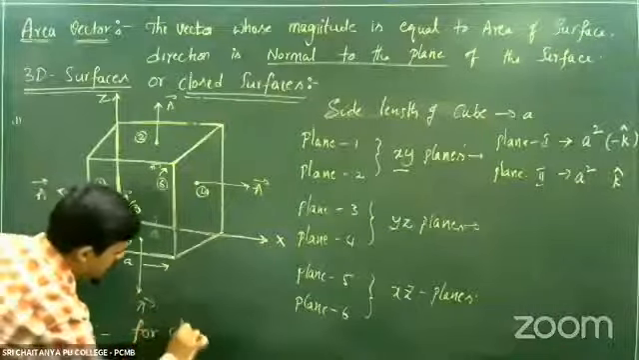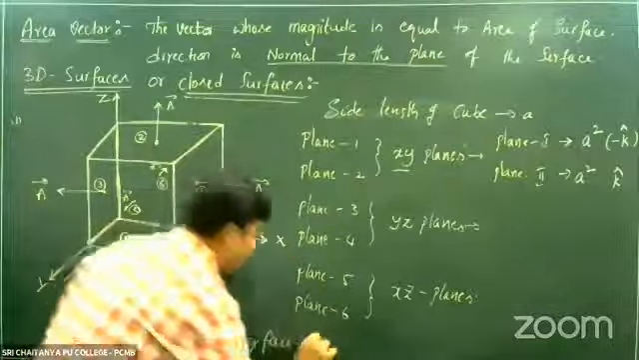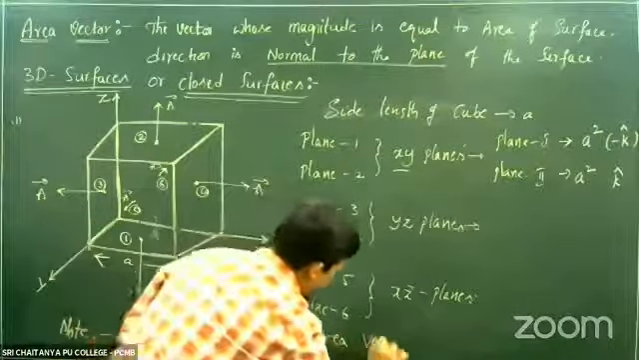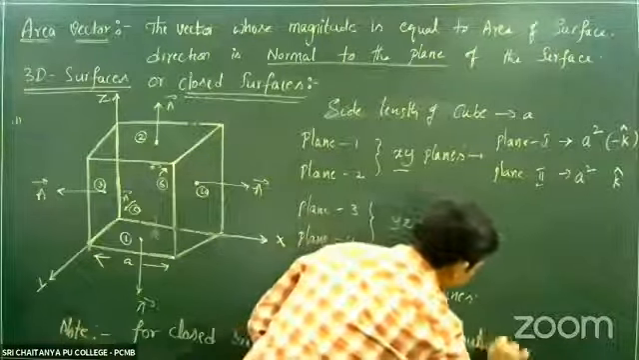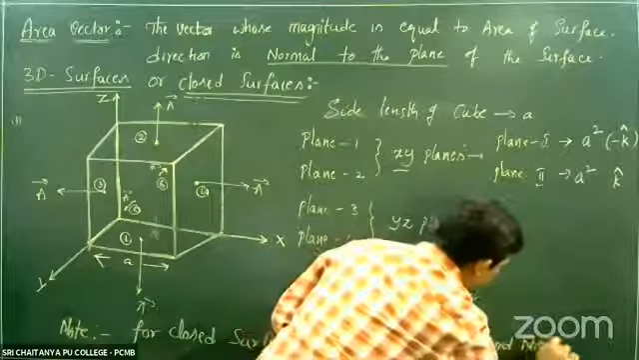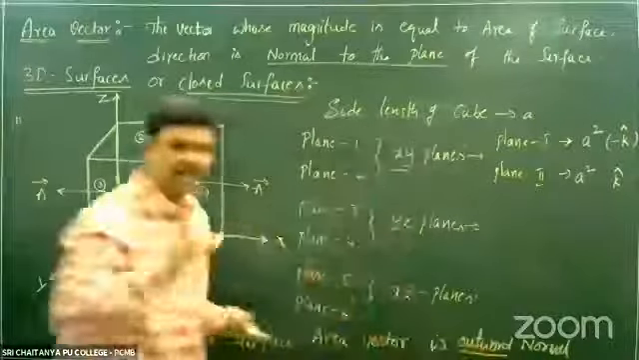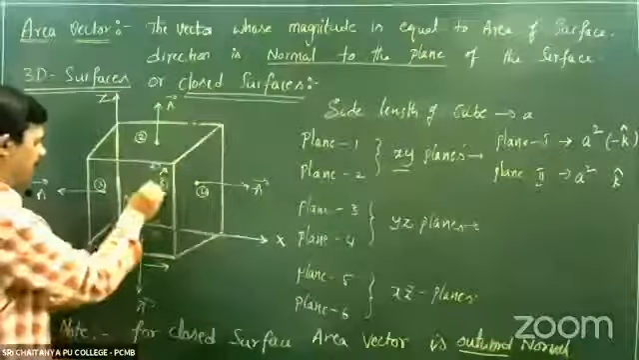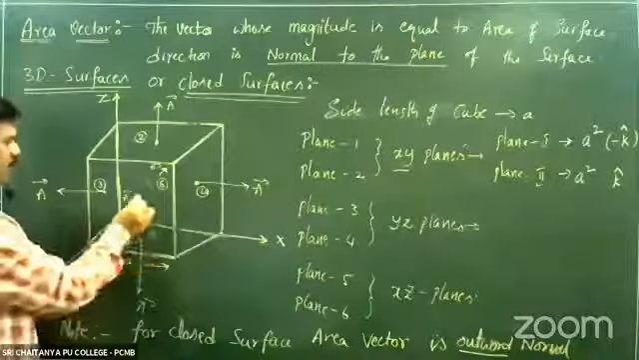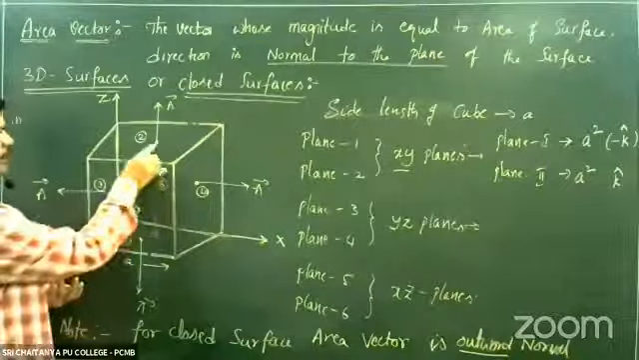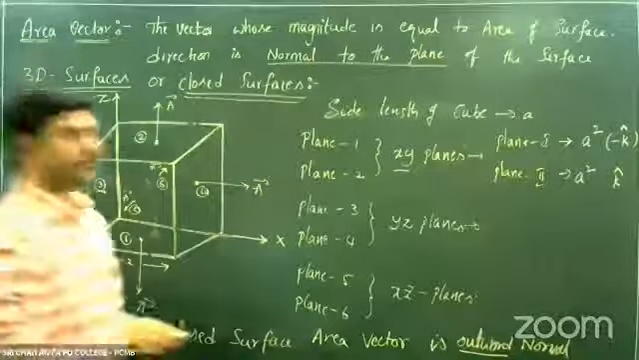For a closed surface, the area vector is always the outward normal, right? You cannot draw it in this direction. You should not draw it like that. Always outward normal, right? Okay.